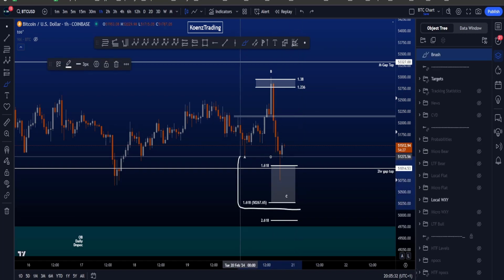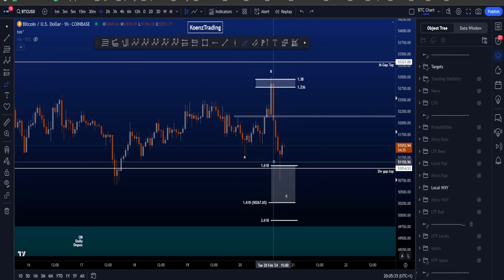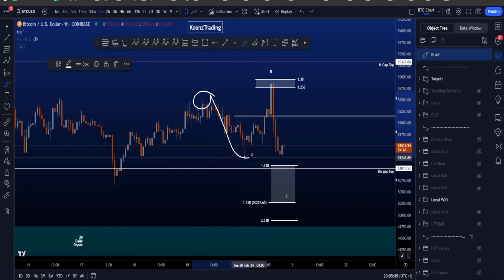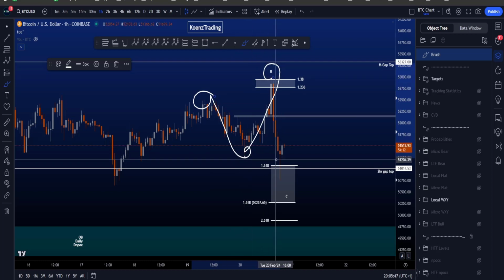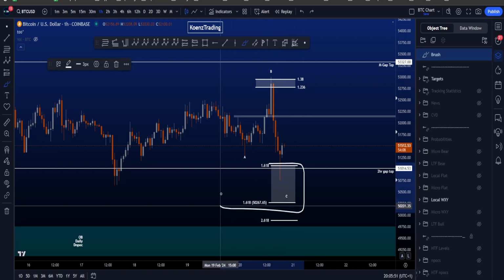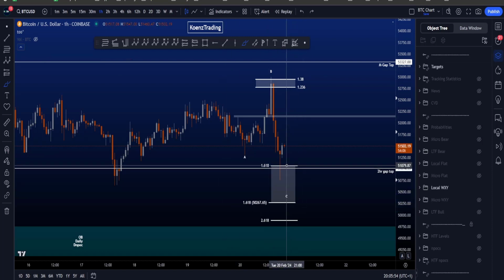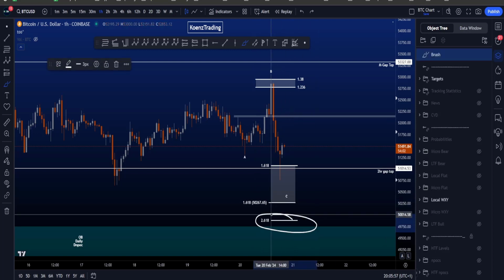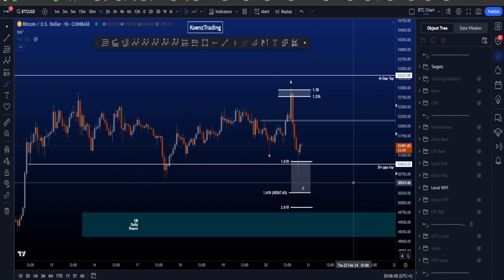wave C, where the most common target for wave C is between the two 1.618s over here. One 1.618 is taken with the trend-based fib extension tool from the high to the low of A to the high of wave B, and the other one is a normal Fibonacci from the low of A to the high of wave B, giving you this area over here, which is between 51.1k and 50.2k, with the 2.618 being a less common target for a wave C, but as we know with wave Cs, they can be quite extended.